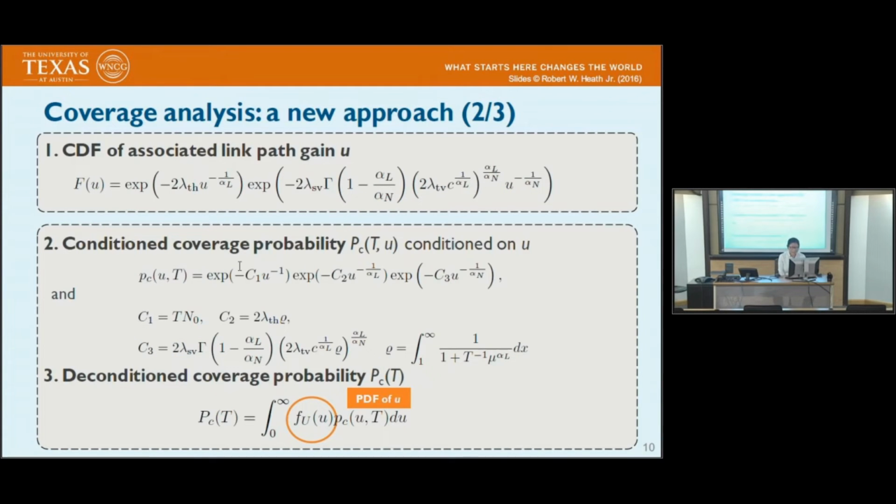For the result, we see that the CDF of the associated link path gain is just a simple product of two exponentials, which have very concise forms. Then the coverage probability conditioned on the associated link path gain is also in a very simple form, just the product of three very simple exponentials. After deconditioning, the result is just a very simple integral, which requires very few calculations on computers.